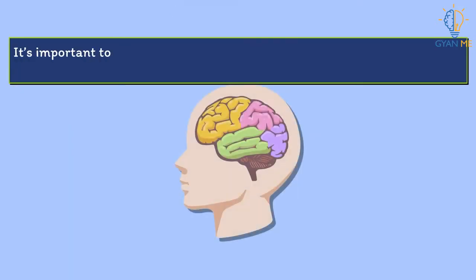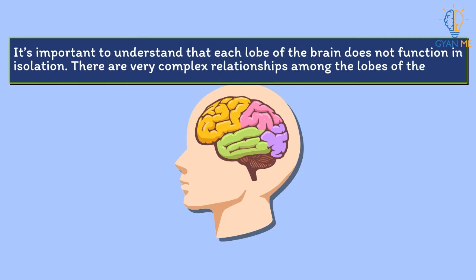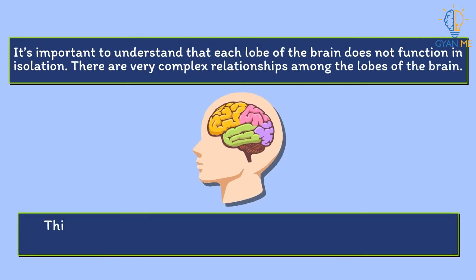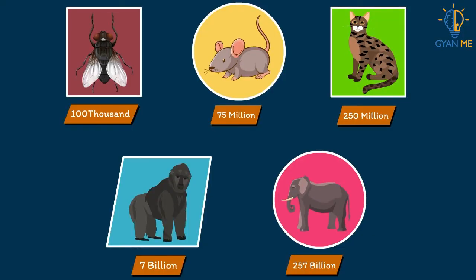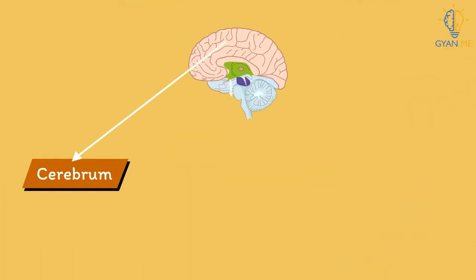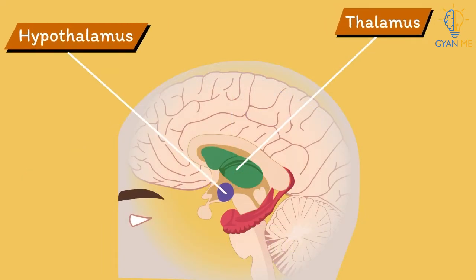It's important to understand that each lobe of the brain does not function in isolation. There are very complex relationships among the lobes of the brain. In fact, this classification is just for making it simple to understand the brain and its structure and functions. Now let's move forward from cerebrum to other two parts of forebrain, the thalamus and the hypothalamus.